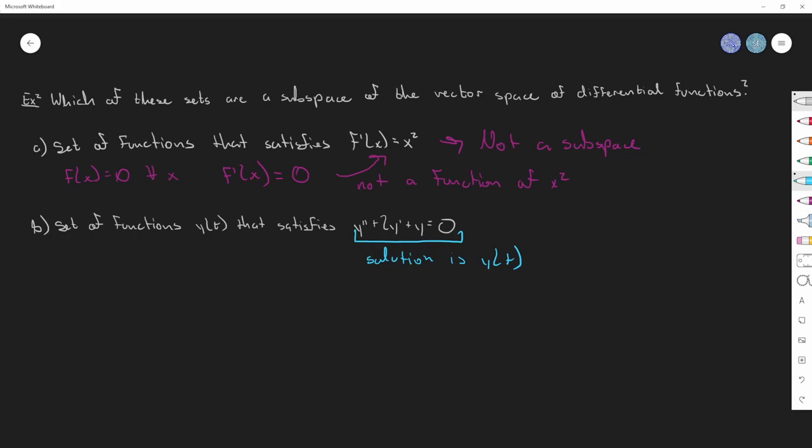So now we have to show that it's closed under addition, scalar multiplication, and that it has 0. The 0 one is really easy to check. If we let y of t be equal to 0, then y prime and y double prime are equal to 0 because they're all constants. When you plug it into the differential equation, you get 0 plus 2 times 0, which is 0, plus 0, which is equal to 0. So the 0 vector is in this set.